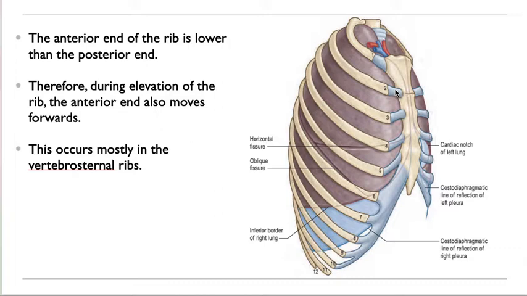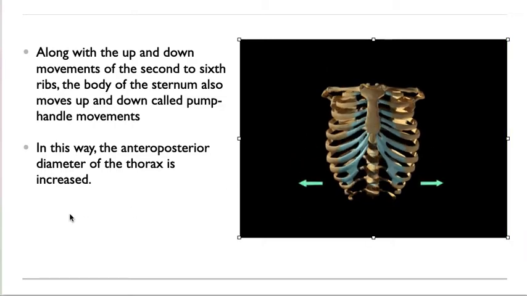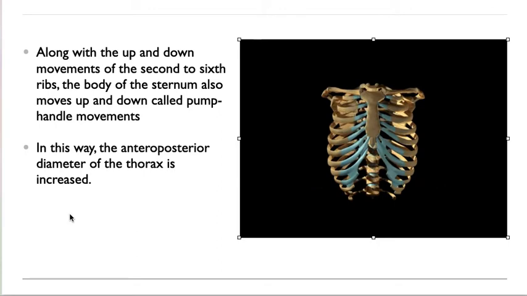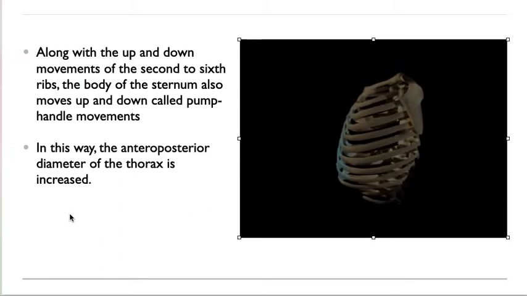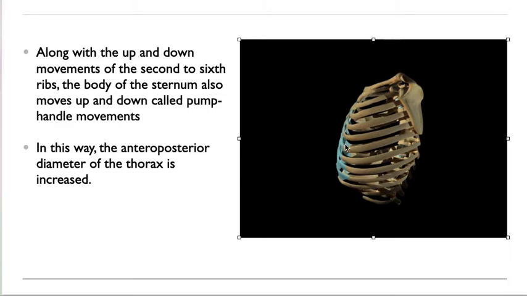This is basically occurring at the vertebrosternal ribs, the main ribs over here. Along with the up and down movements of the second to the sixth ribs, the body of the sternum also moves up and down. This is called the pump handle movement. In this way, the anteroposterior diameter of the thorax is increased.